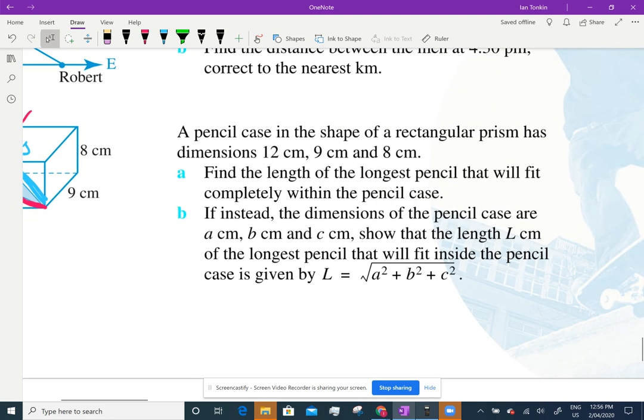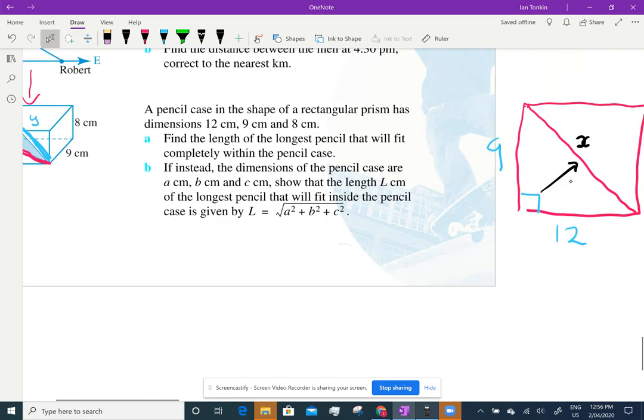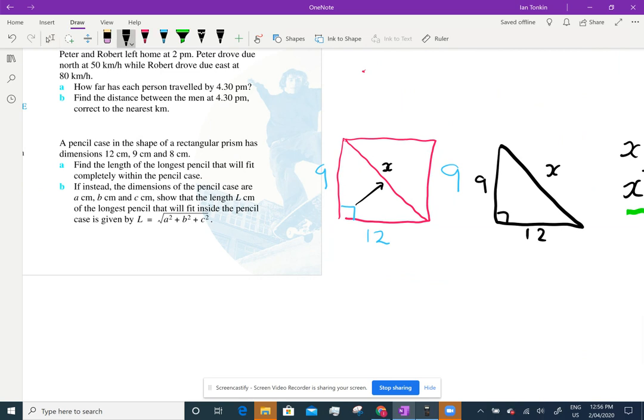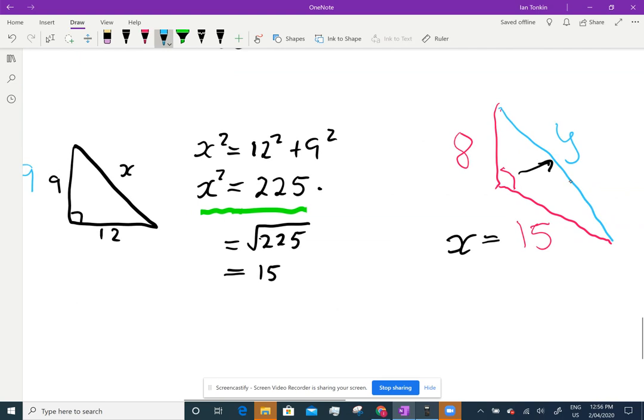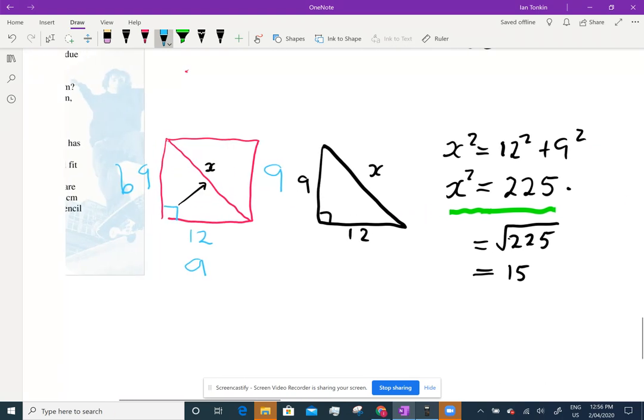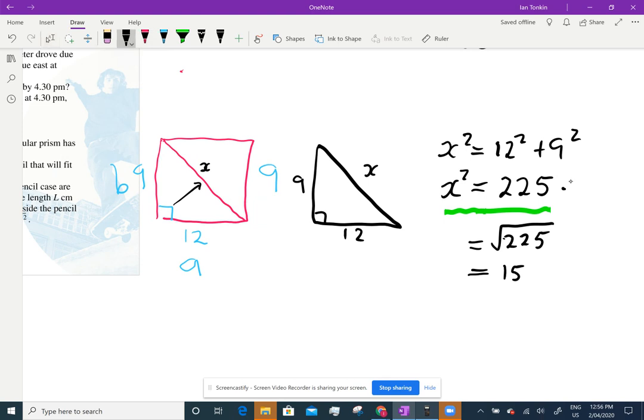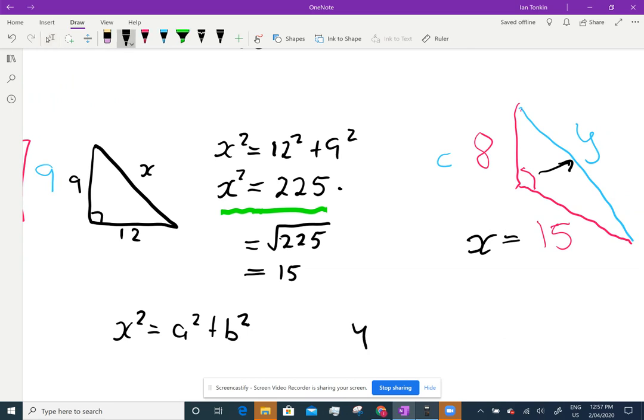Now, they tell you to do this using A, B, and C. Well, let's see what would have happened if I'd used A, B, and C. Let's let that be A, that be B, and that be C. So, the bottom of the box is x squared equals a squared plus b squared, and y squared equals 8 squared plus x squared.